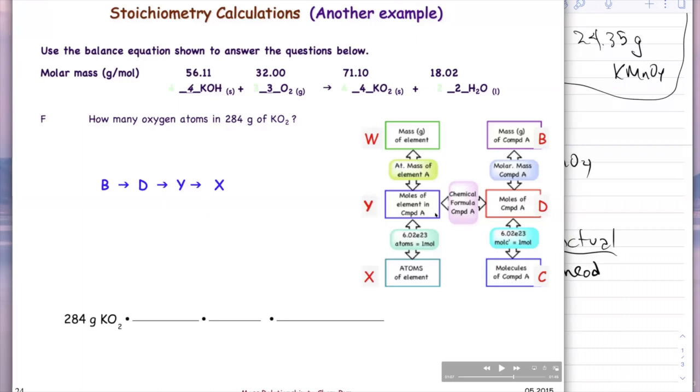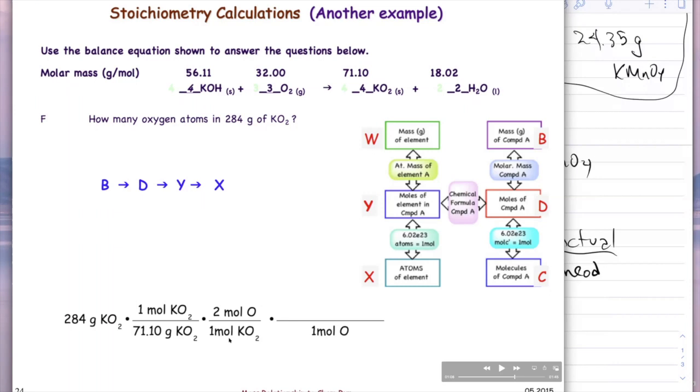And then we're going to use the formula to calculate the moles of oxygen. And then we're going to calculate the number of atoms of oxygen. So this is the setup right here. It's going to be B to D, D to Y, Y to X, because it's one chemical. So that's the first step, the molar mass of KO2.